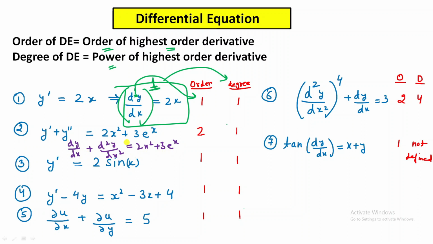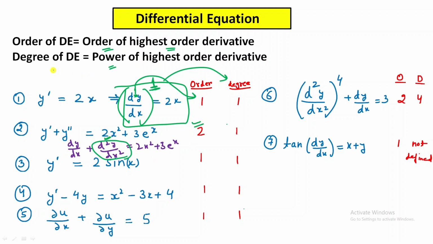Now in this equation, if you want to find the order, what is the highest order derivative? First let's see that. The highest order derivative is this second order one, d square y upon dx square. So check only this. And now check what the order is, or what is the value here. Here it is 2. So this is the order of the whole differential equation.